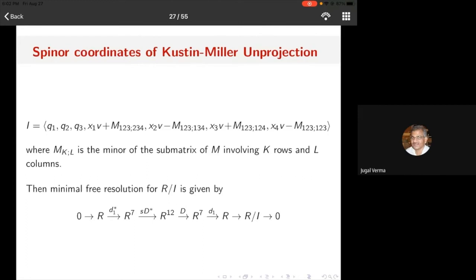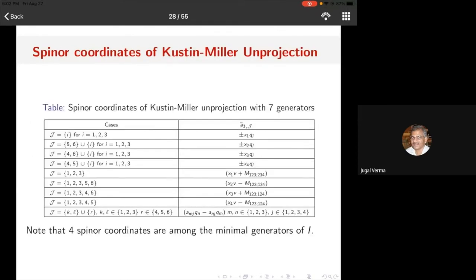In this case, the matrix D2 is very huge, so I have not written it. We do the same thing: we divide D into 2 parts, depending on the hyperbolic basis, and then the Spinor coordinates are recorded here. If we take J to be the singleton 1, or up to the 4 columns or 4 rows, we can see that the Spinor coordinates are linear combinations of the minimal generating set of the ideal. For the other 4, they are among the minimal generating set of the ideal.